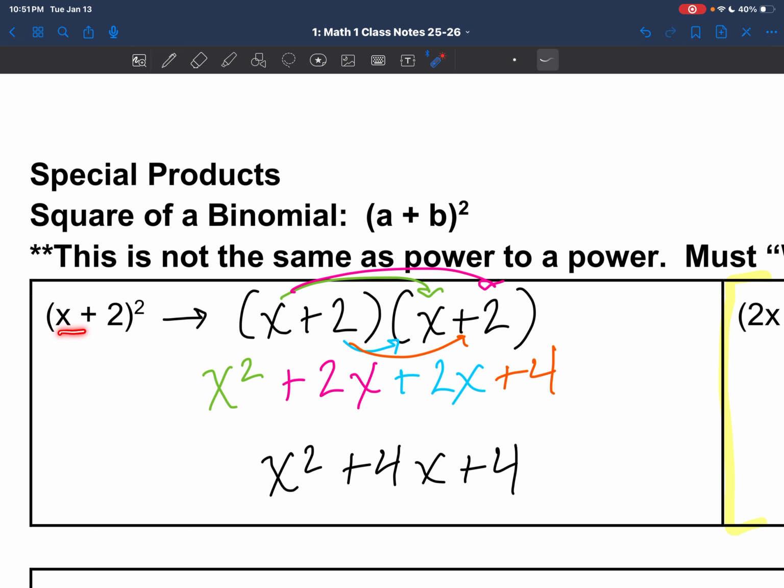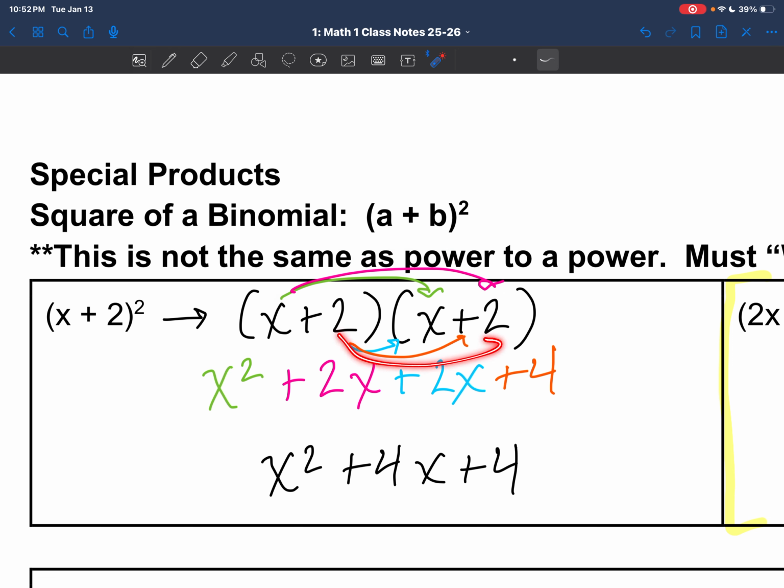But what you can do is this is your base, and you write it 2 times. Now that you've written it 2 times, you can go ahead and distribute. Outer, inner, last, and then combine any like terms, and that's it. So the trick here is just writing your base twice. It should be 2x minus 3 times 2x minus 3, and then go ahead and multiply and distribute it out.